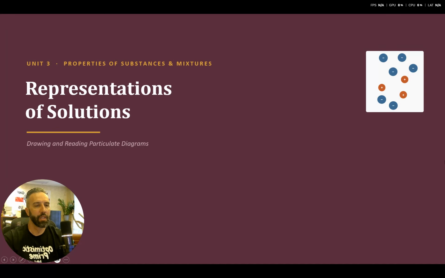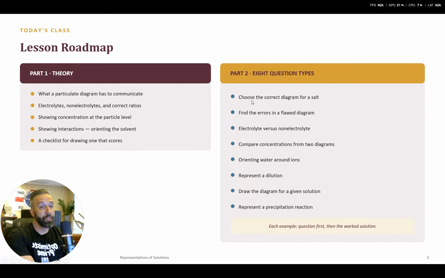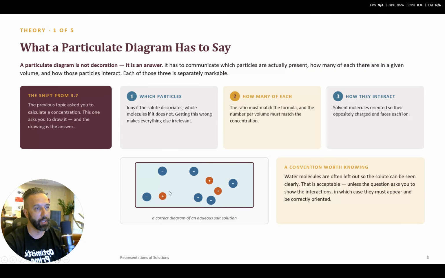Hello again. Today we're discussing particulate diagrams or particle diagrams. They are one of the ways to represent solutions in AP chemistry. They are used a lot. They look like this, and this is a pretty favored type of question by students. They find these types of visual representations easy to read and easy to answer.